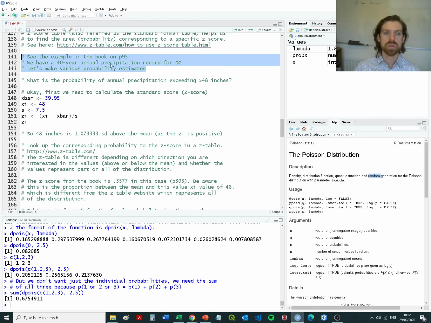So we have a 40-year annual precipitation record for DC, so it's how often, what amount of rainfall has fallen over a particular year, over 40 years. The question is, well, how can we use this to make different probability estimates? So how much is likely, what chance is there of certain rainfall happening next year? And that's the type of question that we're then able to ask. Obviously, weather forecasting in general is highly informed by probability.